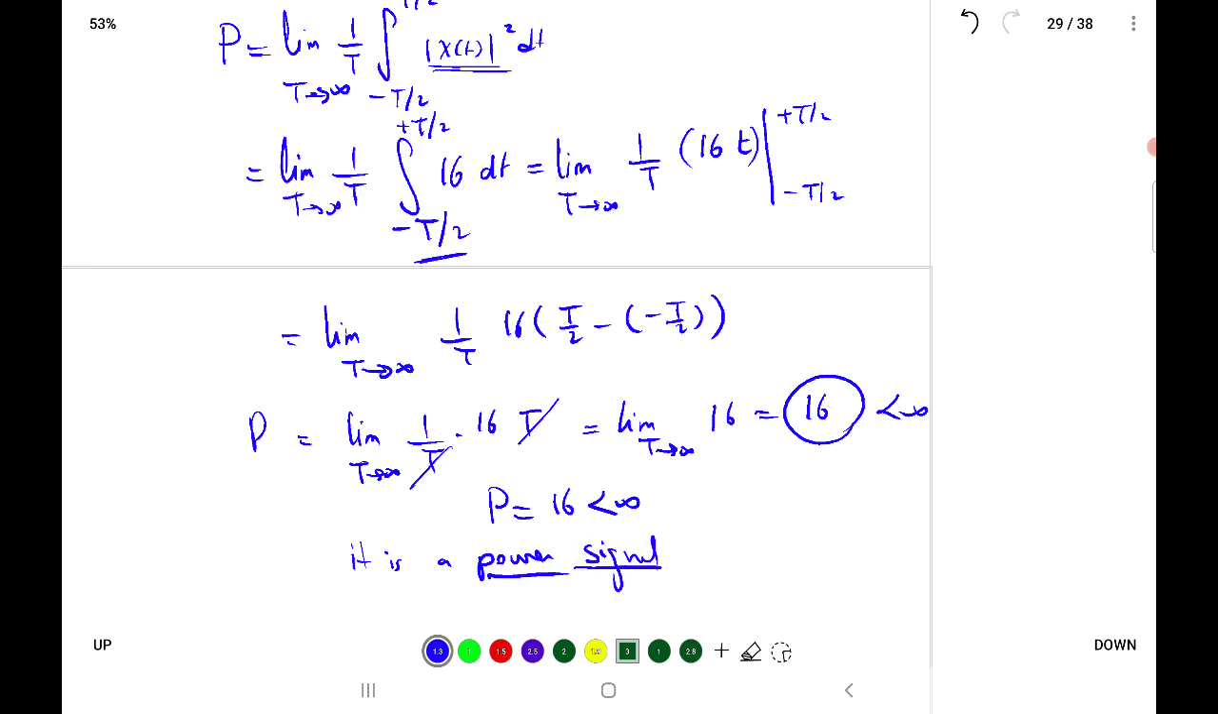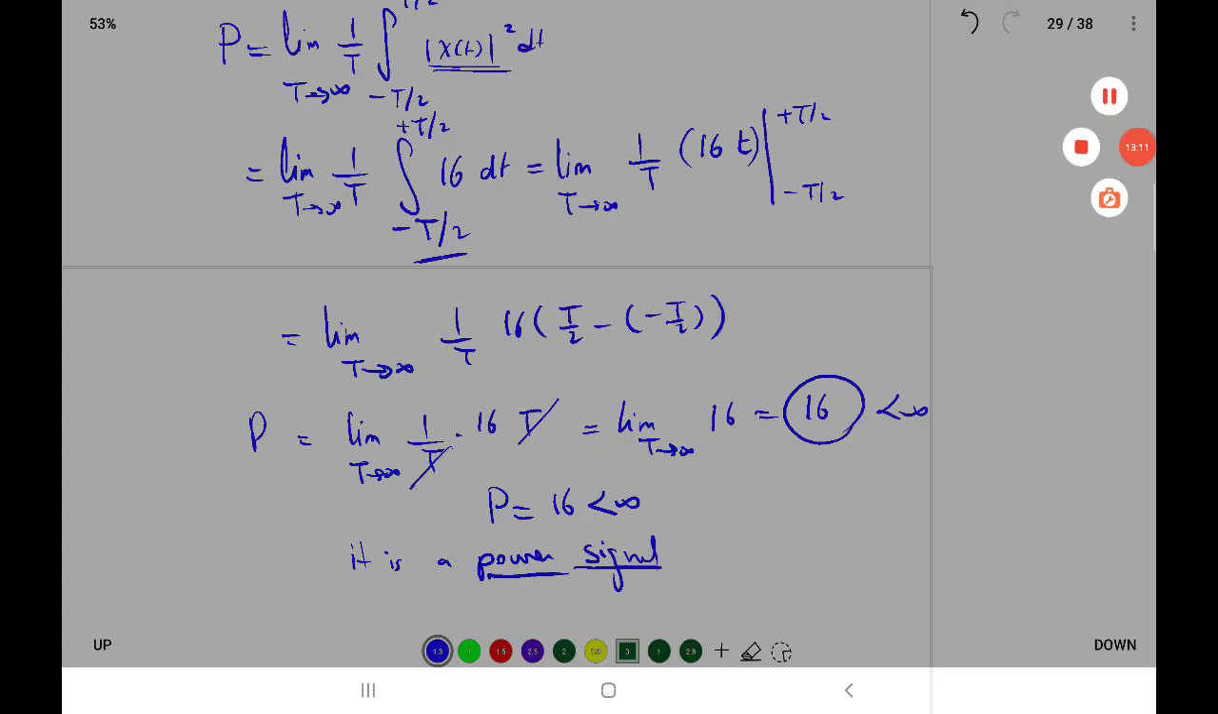By this example, we finished explaining the energy and power signals in continuous time signals. And the next video is going to be energy and power signals for discrete time.